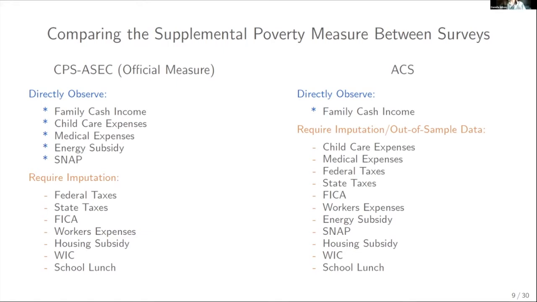In the ACS, however, only one component is directly observed, and that's family cash income. All the other components require imputation, so it's relatively less reliable, or there's relatively more noise within this data set.